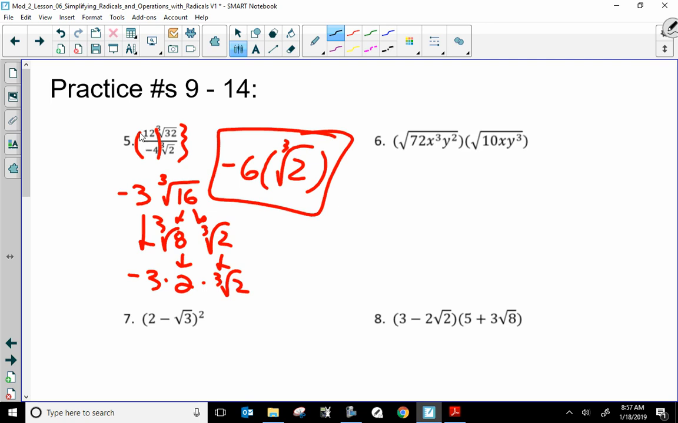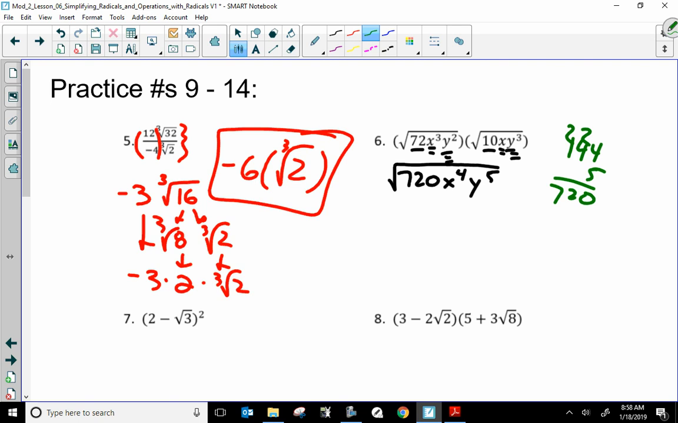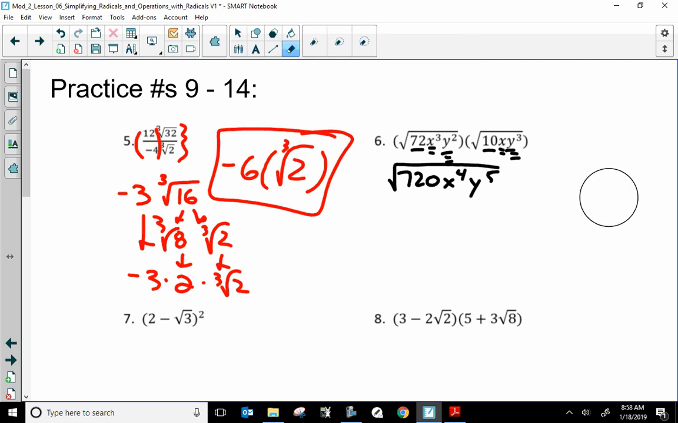This one right here, number 6, 72 times 10, that's 720. X cubed times x, that's x to the 4th. This gives me y to the 5th, and that's all under square root. Okay, 144 times 5, I think that is. Let me check this out. 144 times 5, that's 20, carry the 2. Yeah, perfect. The biggest perfect square that goes into 720 is 144.